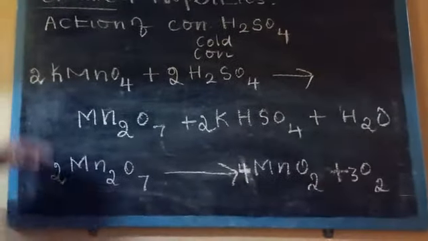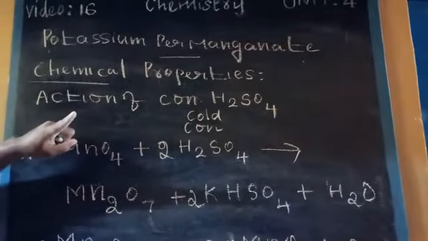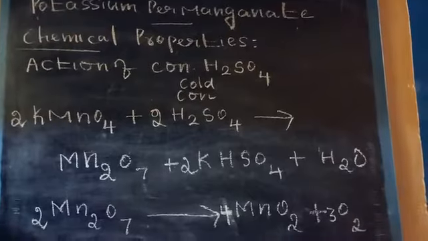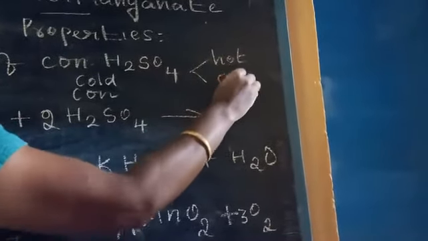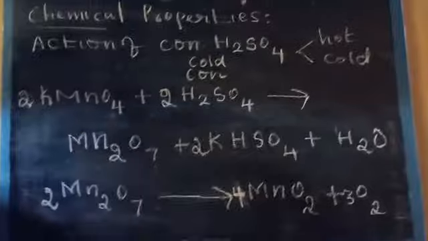Now it is balanced. So for the topic chemical properties, one is action of heat and another is action of concentrated sulfuric acid. There are two conditions, one hot and another cold. This is a very important reaction, so prepare well. Okay, thank you, children.